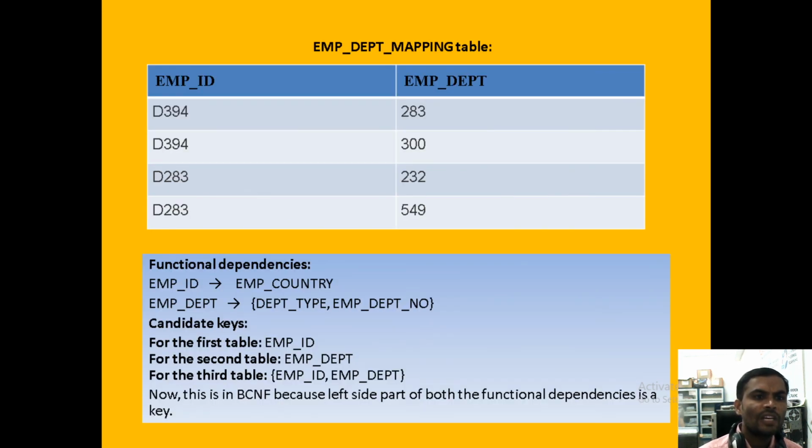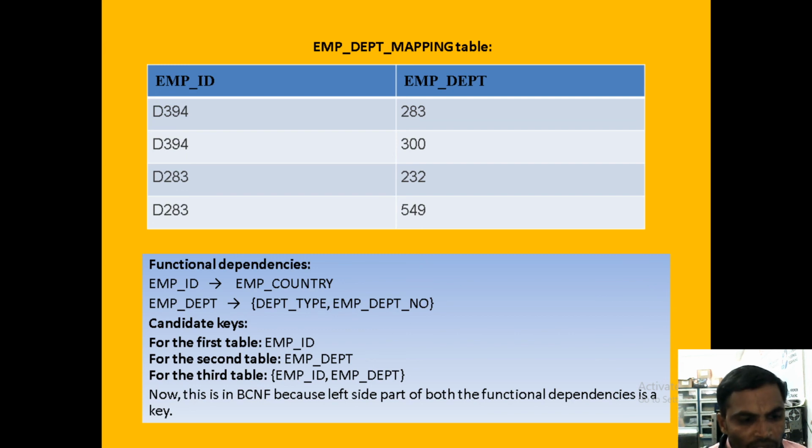Now under the employee department table, employee ID is depending upon the employee department, which means a relationship exists. Now in the functional dependencies, employee ID is fully functionally dependent upon the employee country. Employee department is fully functionally dependent upon the department type and the department number. The candidate keys we are considering are employee ID and employee department.